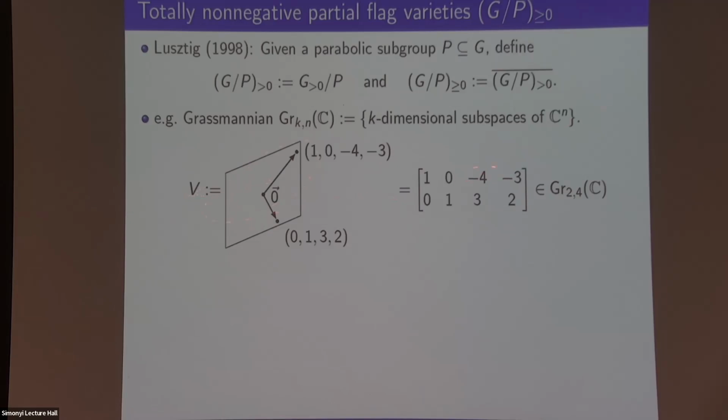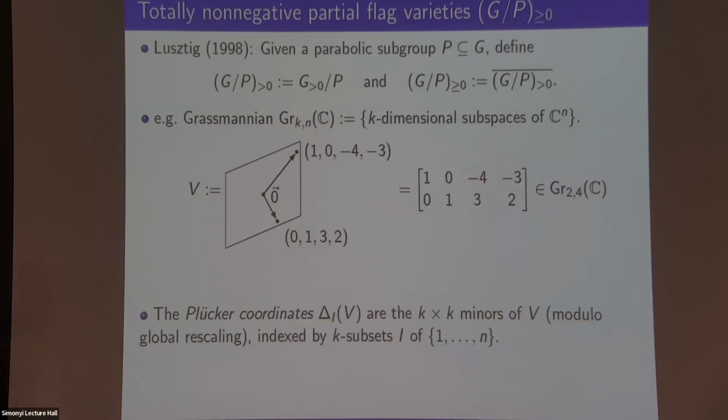And how I'm going to represent my elements is as 2x4 matrices, whose rows form a basis for V. And of course, there are many different matrix representatives. I could have chosen a different basis for V here, but I'm just going to mod out by that equivalence. And using these matrix representatives, we can define Plücker coordinates. So the Plücker coordinates here are the 2x2 minors of this matrix. So there are 6 of them.